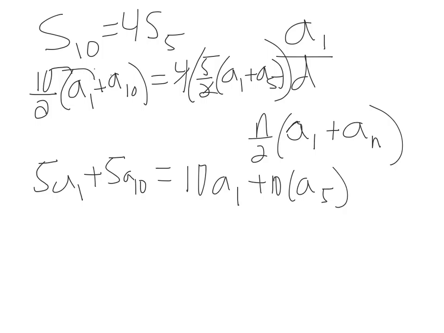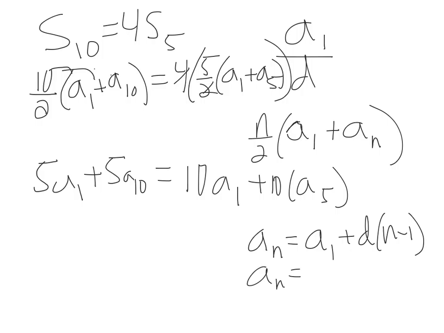And then I think, because I want to get rid of that a sub 5 and that a sub 10, because that's not helping me. I really want a sub 1 and d's in my formula here. So if you think about that explicit formula for an arithmetic sequence, it's the first term plus the common difference times n minus 1, number of terms minus 1. So since I want a1, the a1's not the problem. It's this a sub 10 that's the issue, and that a sub 5 that's the issue. So what I'm going to do is substitute in what I know for 10, and also substitute what I know for 5.